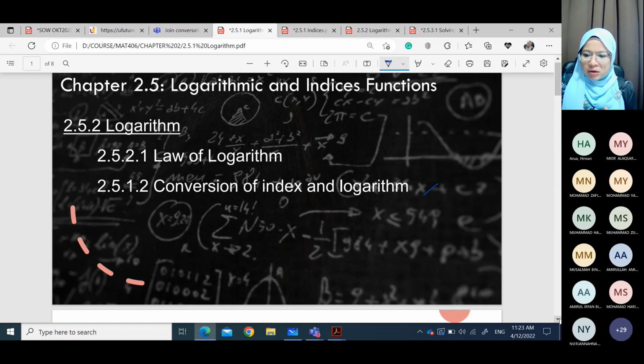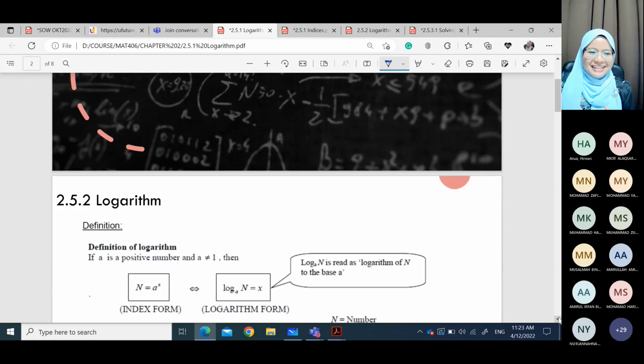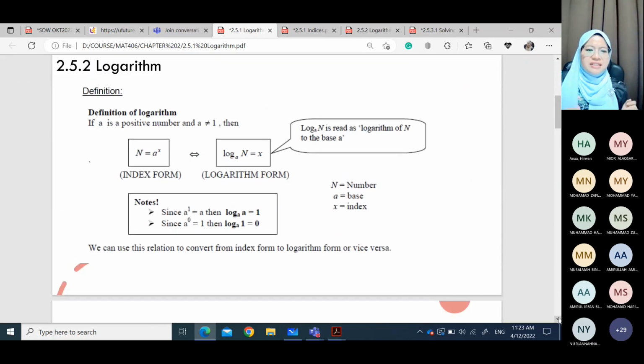Okay, logaritma yang ada log tu. Okay, so look at this definition. So definition of logarithm, if a is a positive number and a is not 0, not 1, a bukan 1, then n equal to a to the power x. So this one in index form. Yang ini kita dah tengok tadi. Ini adalah dalam index form. And then kita boleh convert kepada logarithmic. Then dia akan dapat log a n equals to x. So this one in logarithm form.